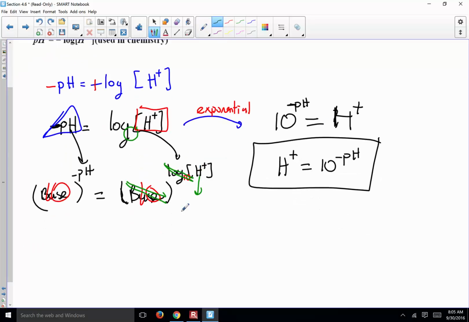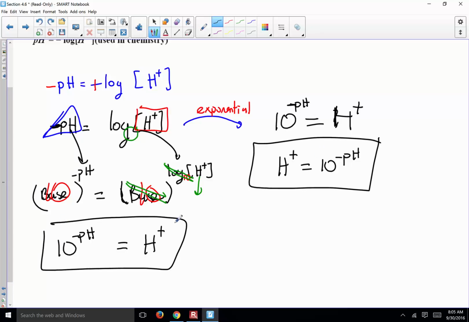Look what you got again. H plus is 10 to the minus pH. This is the second method. Same thing, right? Trust me, there's a third way. There's a third way you can make if you don't like either of these.